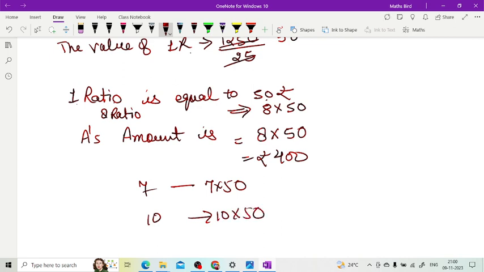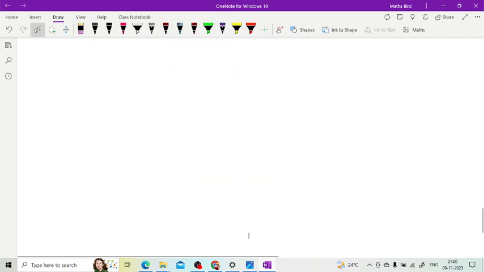So you have two methods to solve the question, right? If you are comfortable with the first method, you can solve the question with the first method. If you are comfortable with the second method, you can solve it with the second method. Both are easy.